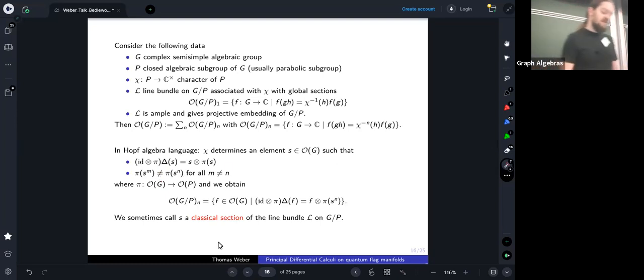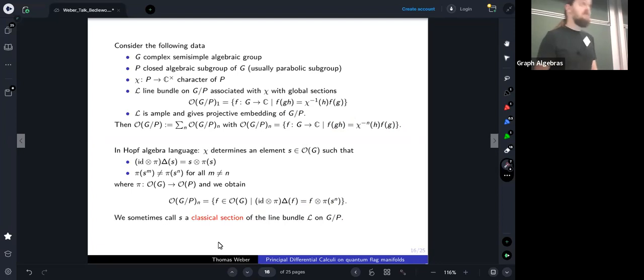You have that pi s^m shouldn't be the same as pi s^n, with m different from n. And so this condition can then be written in Hopf algebra language in this way. Take an element of O(G), you take the co-product, you project on the second tensor factor, and you get this f with pi s to the power n. This is the n-th part. And this is what is sometimes called a classical section of the line bundle L of the quotient space.